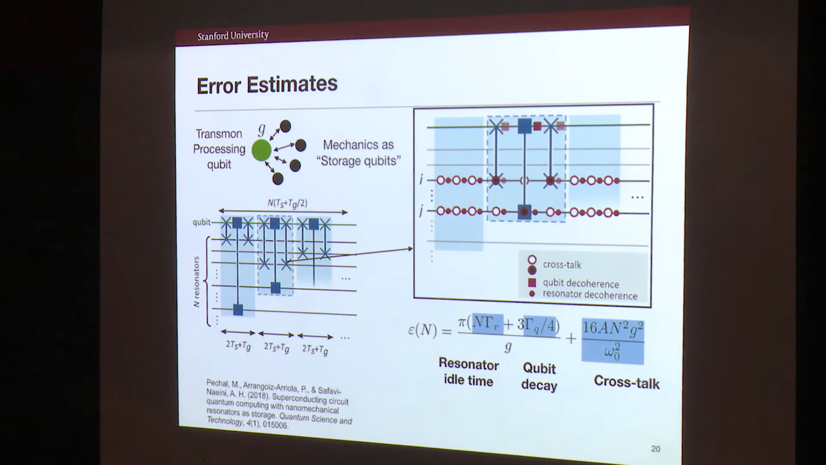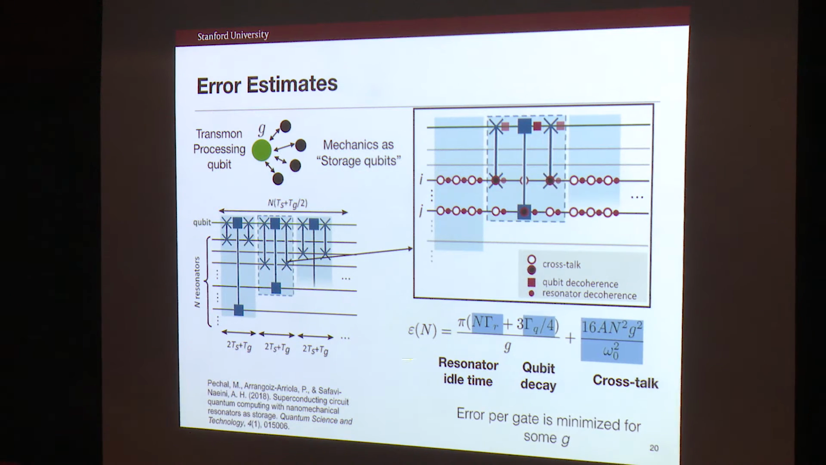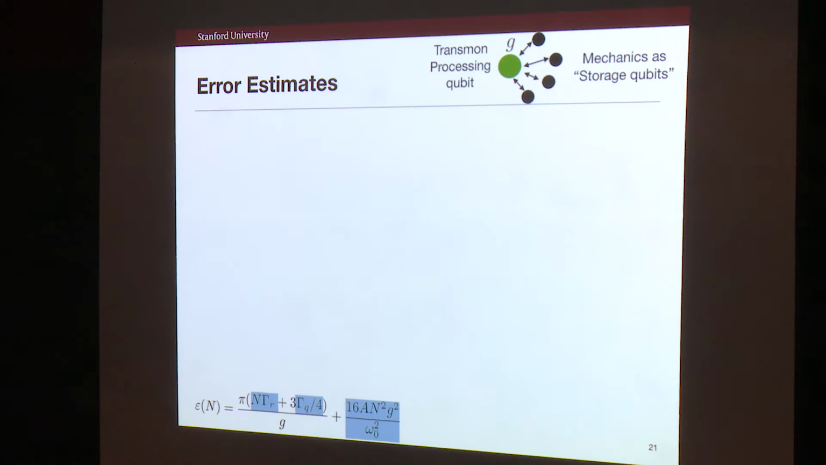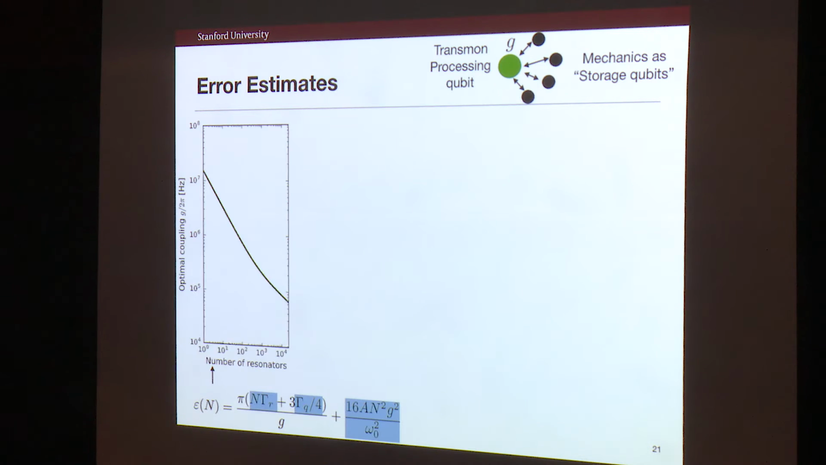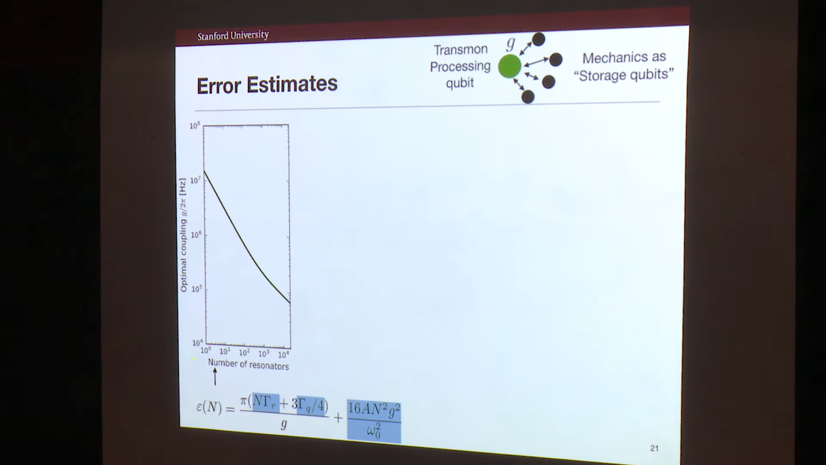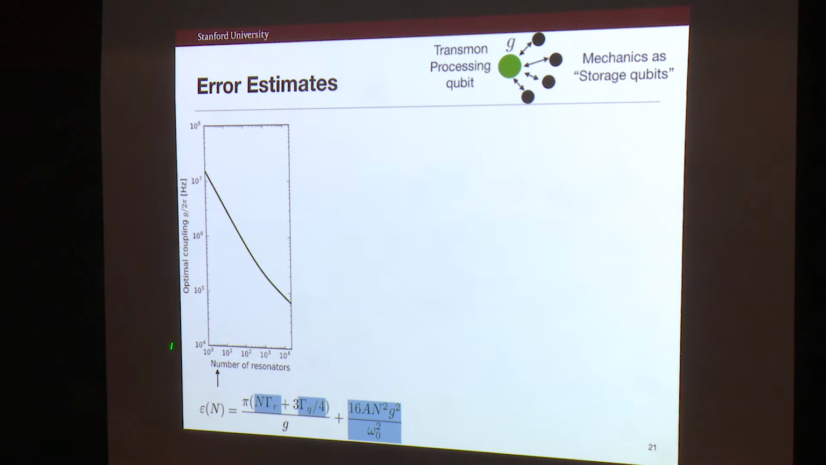And so what's interesting about this formula is that this error per gate is minimized for some g. So if you give me an n and I know these, I can tell you what g I should aim for in my hardware. Okay, so basically this is the optimal coupling for a number of resonators.